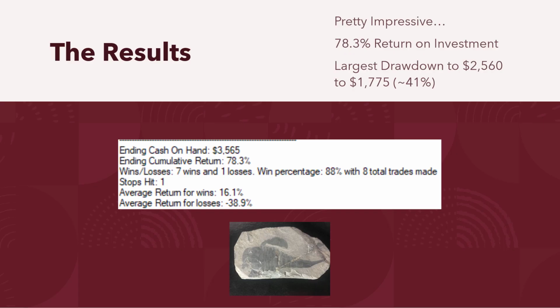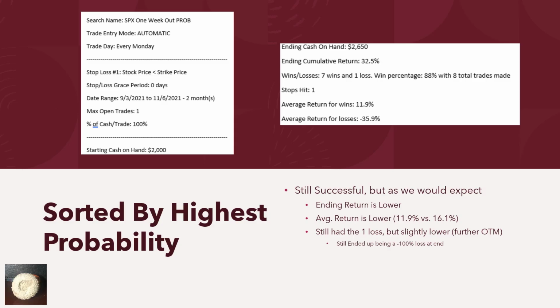1 week out, bull put credit spreads, SPX, 85 to 90% probability, with short option delta between negative 0.15 to negative 0.09. 7 wins and 1 loss over an 8-week period for an 88% success rate, 78.3% return. Average return on the winners, 16.1%. Average loss on that one loser was almost minus 40%.